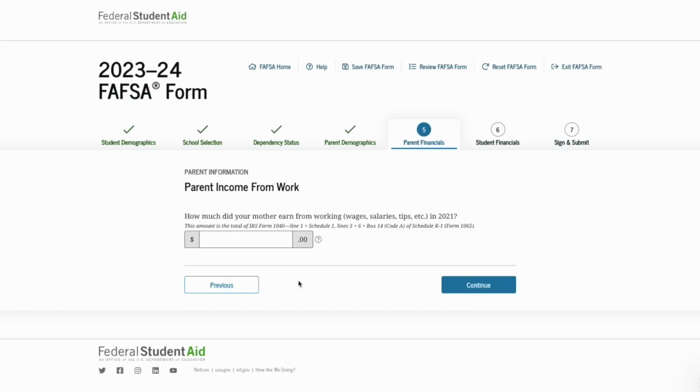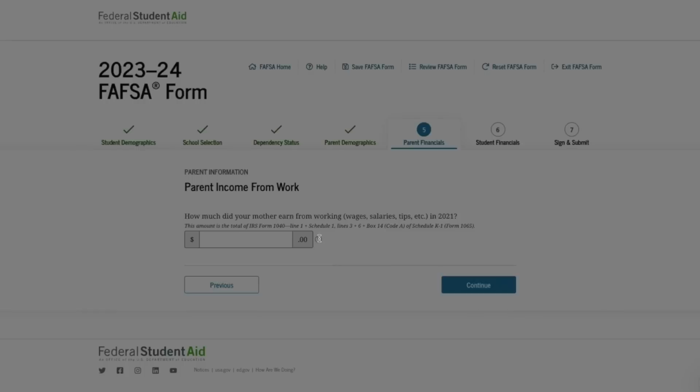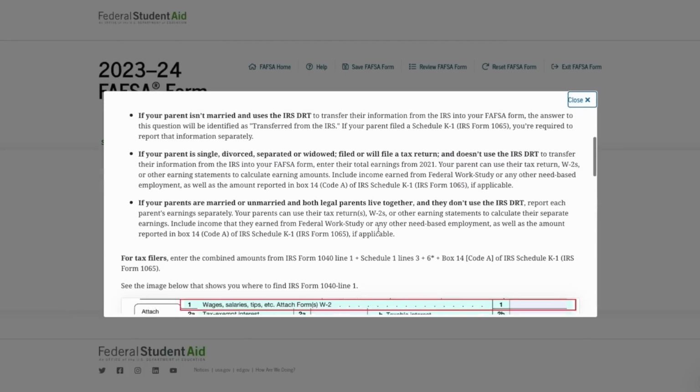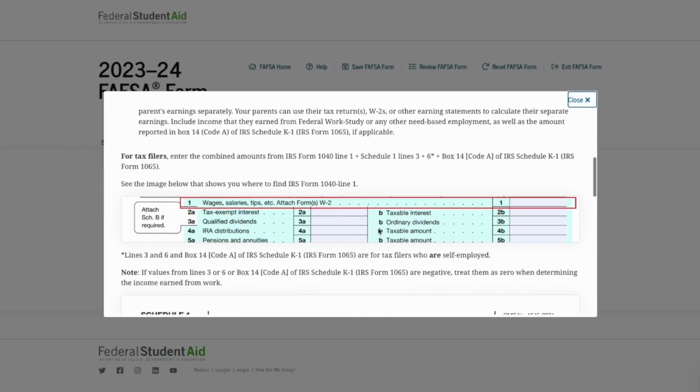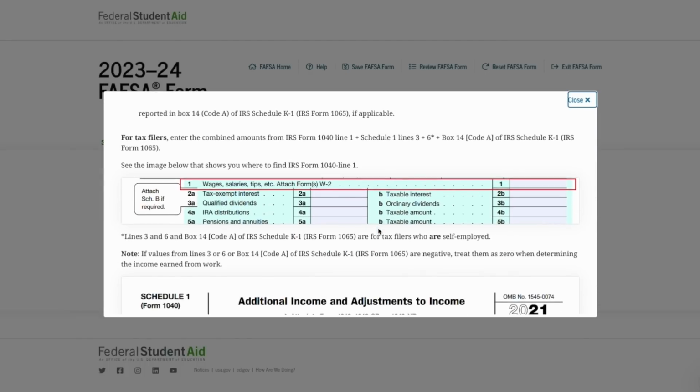This second screen asks about your mom's earnings, specifically from work, whether it's an employer or other source, through wages, salaries, and tips. The first place you can look is on your parents' W-2 form in boxes 1 and 8, which will have the total amount of parent earning for last year in 2021. Or you can use the pop-up to find these numbers on the tax forms.